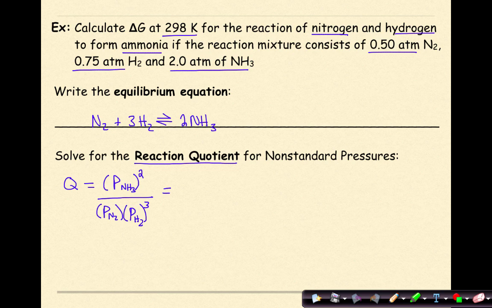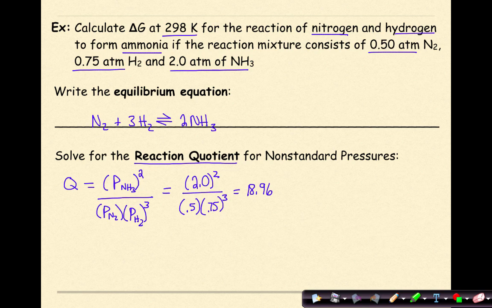So if you're wondering about that, that's why I'm using parentheses. For the pressure of ammonia, we're going to have 2 atmospheres on top, and we're going to ultimately square that. For the pressure of nitrogen, we're going to have 0.5. And finally, for the pressure of hydrogen, we're going to have 0.75 cubed. If we work this all out, we get 18.96 for our Q.